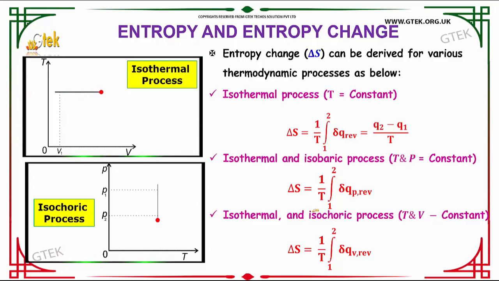Isothermal and isochoric process. Here the temperature T and the volume V both are constant. In that case, delta S is equal to 1 by T, integral from state 1 to state 2 of delta Q V, reverse.